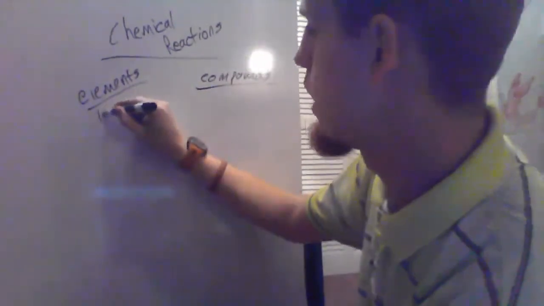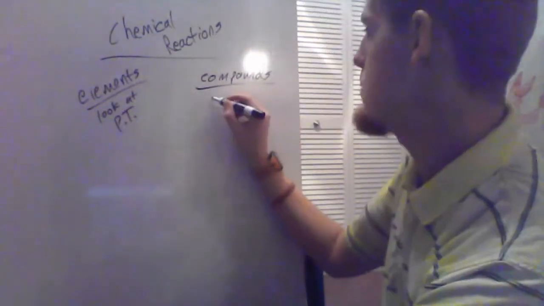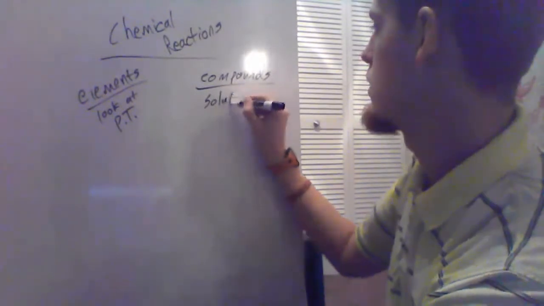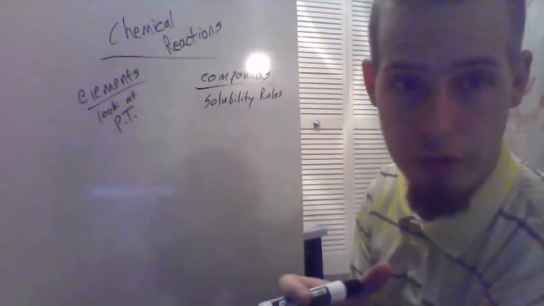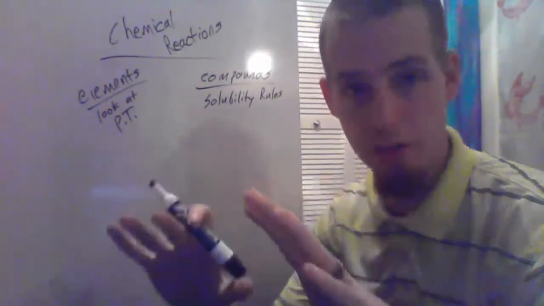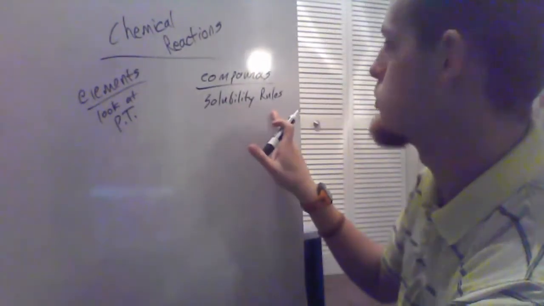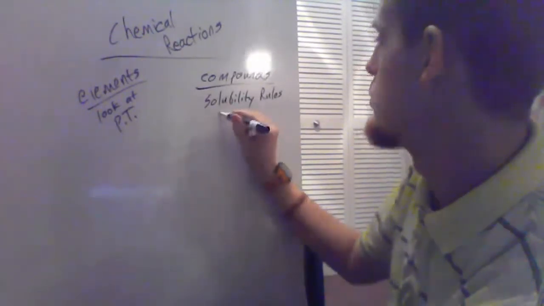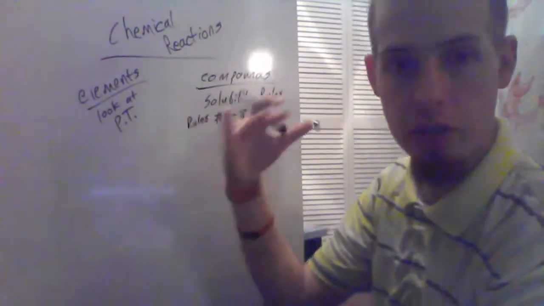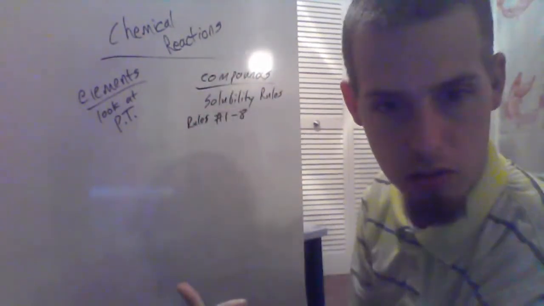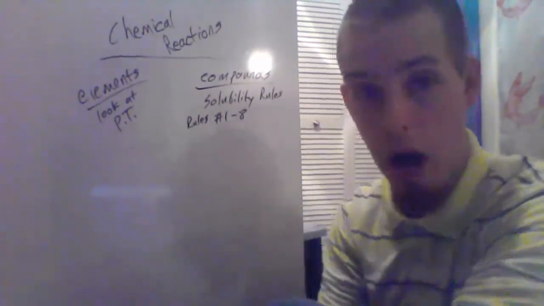With elements, you just got to look at the periodic table. With the compounds, that's the solubility rules. And that is allowed on your final. That's that little half sheet, definitely given to you. With solubility rules, with the compounds, it's going to be rules 1 through 8. Again, as we knew, rule 1 beats rule 2, 2 beats 3. They go kind of in order. There will be something from each compound that I give you on that cheat sheet.